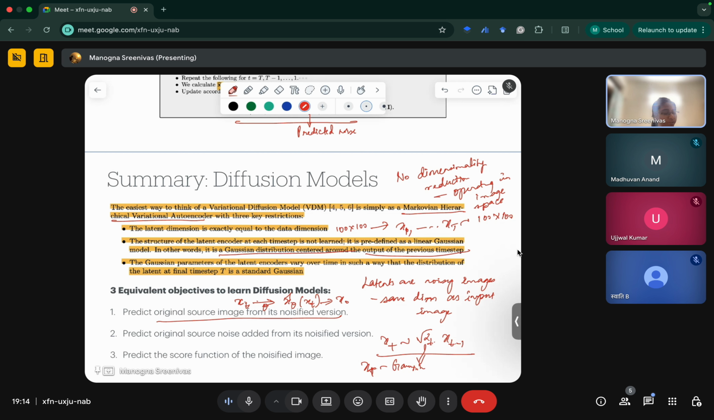And another one where you predict the original noise, the noise added, from its noisified version. So you take the noisy image and you predict the noise added. You predict epsilon. And there's another direction, which they call the score function. So for the decoder, you give the noisy image and you learn to predict its score. So all three are equivalent objectives and you train diffusion models with those objectives.